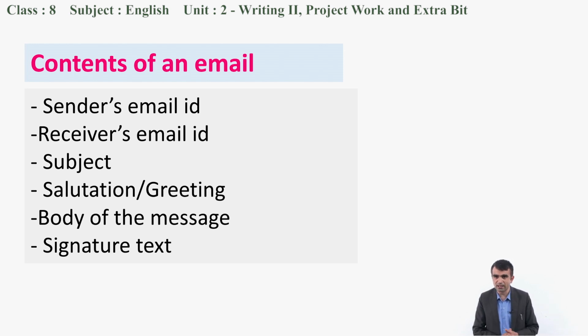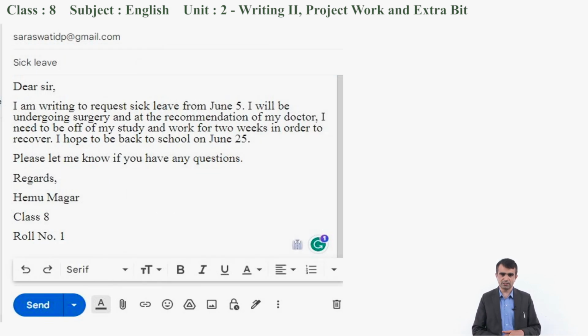Let's see one email and analyze it. Okay, see here. This is an email written by a student to her teacher. Now, here, this is the receiver's email ID. To whom the email is sent to. This is saraswatidp@gmail.com. This is a receiver's email ID. Next, this is subject. Sick leave is the subject. Okay, the place where you write the subject. In email, the subject is written where you type the subject itself.